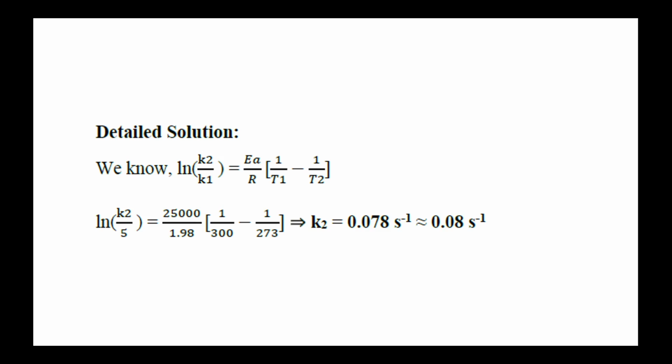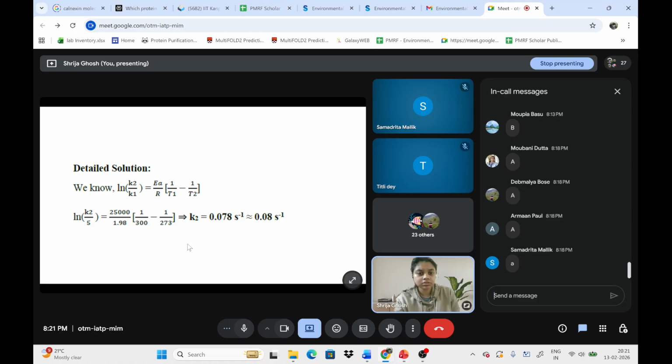Anybody has any doubt in this? I see few people have answered for this question. So people who haven't answered, please look into the solution and let me know if you still don't understand this. I'll explain it.